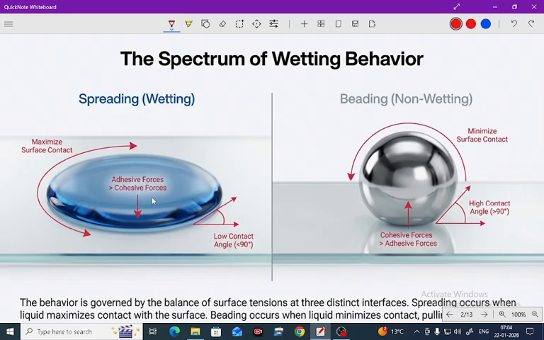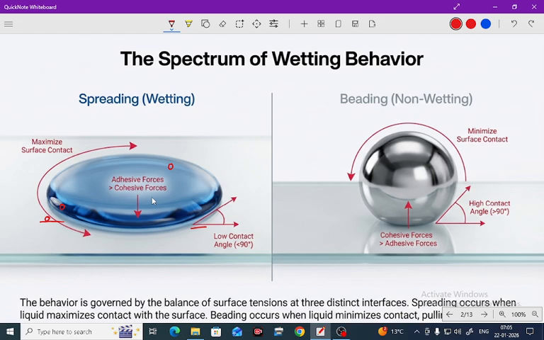What is adhesive force? Adhesive force is the force between different molecules. Suppose this is a molecule of water, and suppose there is glass here. The attraction between the molecules of glass and those of water is known as the force of adhesion. In this case, the force of adhesion is greater than the force of cohesion.